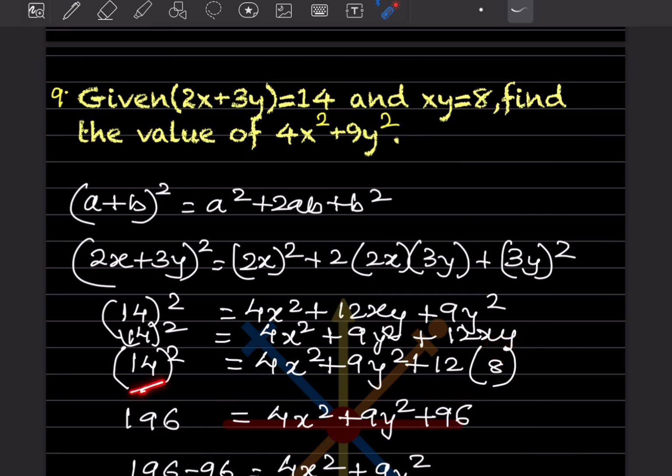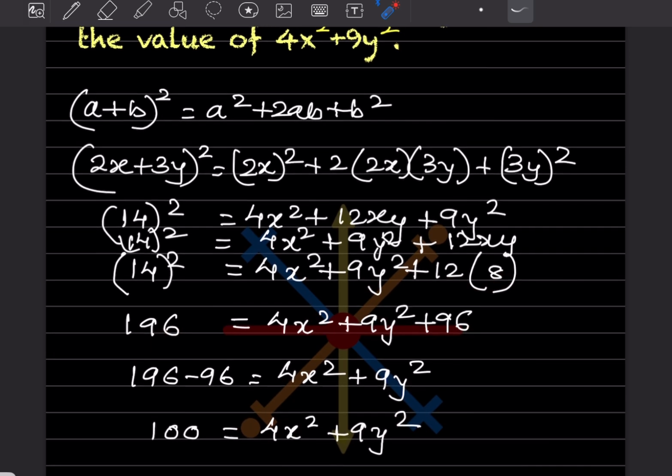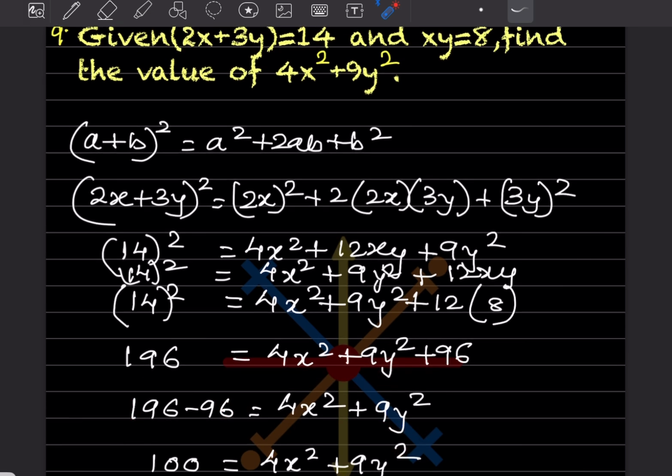Now 14 square means 14 into 14, that is 196. Twelve 8s are 96. So 196, if you bring this plus 96 to this side, it becomes minus 96, and this stays the same. So this is going to be 100, that is 4x square plus 9y square. That is what they have asked, the value of 4x square plus 9y square.